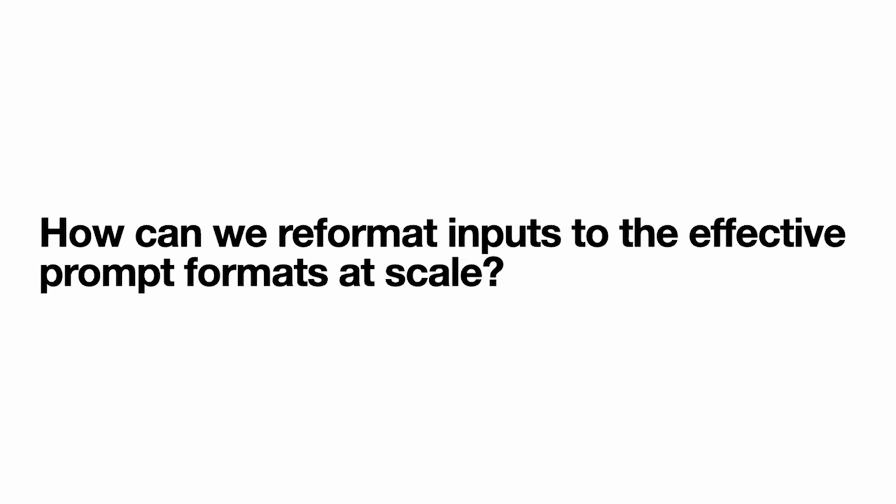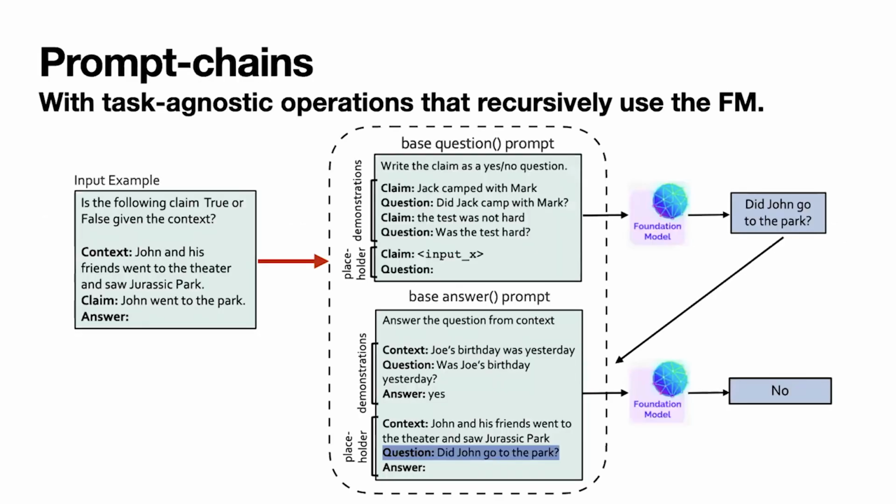So open-ended questions are effective, but tasks come in many different diverse formats and have thousands of examples in them. How can we reformat tasks to the effective open-ended question format efficiently? So to produce prompts in the effective open-ended format, our insight is to recursively apply the foundation model in what we term a prompt chain. So in AMA, the prompt chain includes two task-agnostic operations that are applied to all input examples in all tasks. These are question generation and question answering.